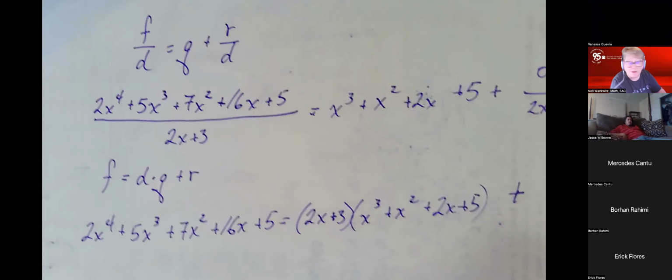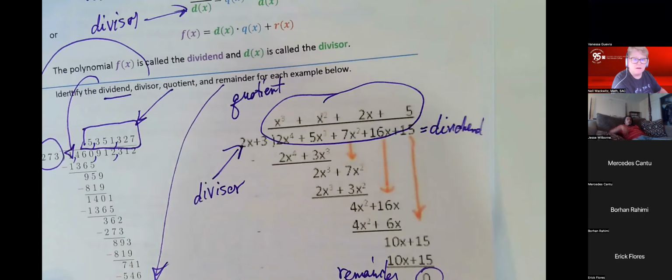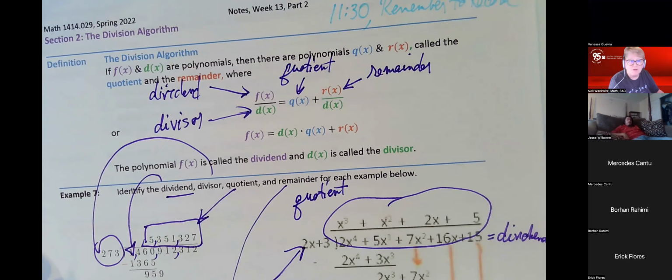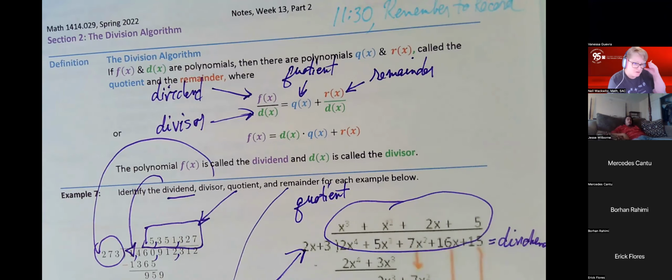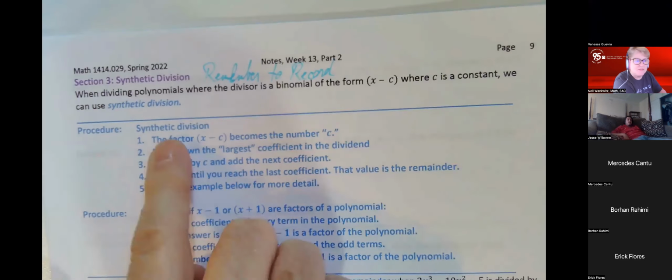Now, we're not going to do that in our class. We need to know what these terms mean, and we'll have an opportunity to find divisors, quotients, and remainders, but we're not going to do long division. We're going to do synthetic division.